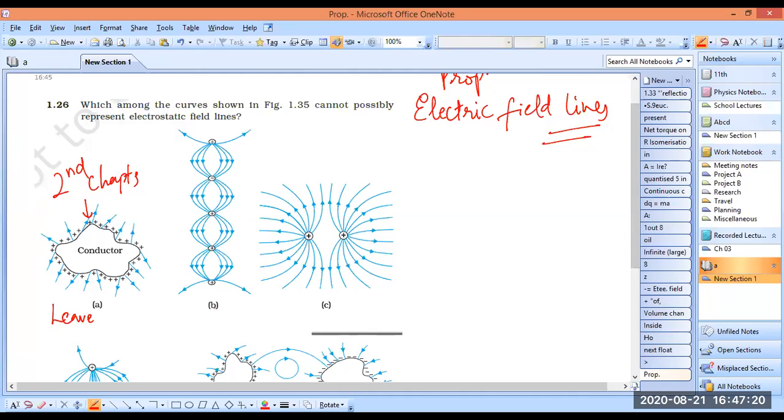So we will start with B. Have a look at B. Is something wrong with B? What do you think, people? Yes or no? Is something wrong with B? Okay, so many of you are saying yes.